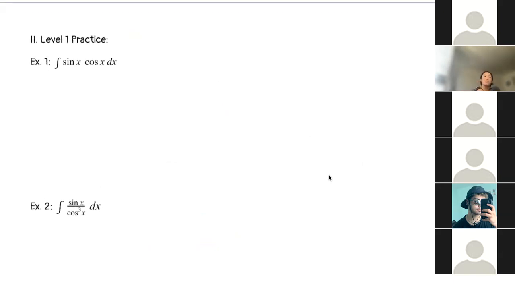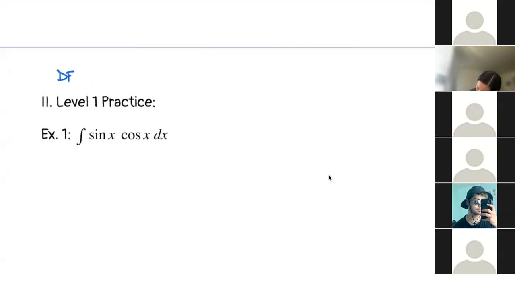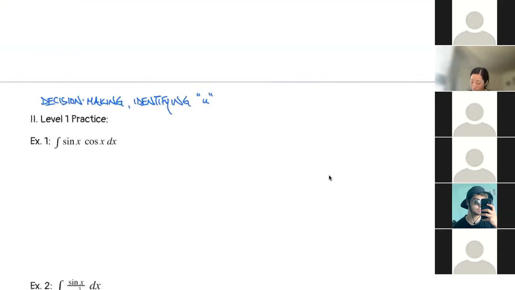We're going to do this in 4 chunks. We're going to take a look at what I think is a fundamental level, a level that I want us all to be very comfortable with. In this level, what we're going to be focusing on is decision making, and identifying what we're going to call our U. That's going to be the focus of the first section.